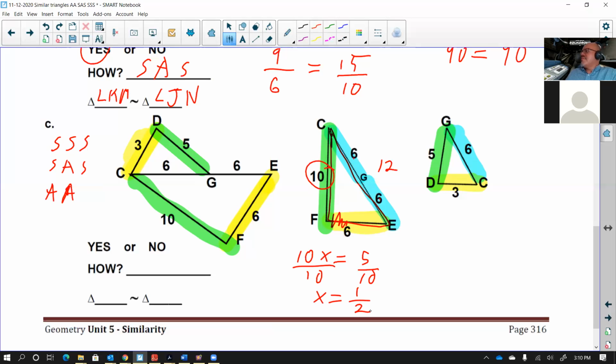That's half. So now we're going to check all the sides and see if they all have a common ratio of 1/2. So 5 over 10, because that's the way we go. If we set it up like 6 times x equal to 3, that'd be 3 divided by 6. So we'd end up with 5 divided by 10. We can see if that's equal to 3 divided by 6, and if that's equal to 6 divided by 12. When we simplify all of these, they come out to be 1/2.